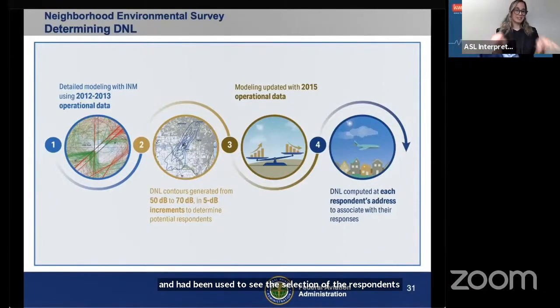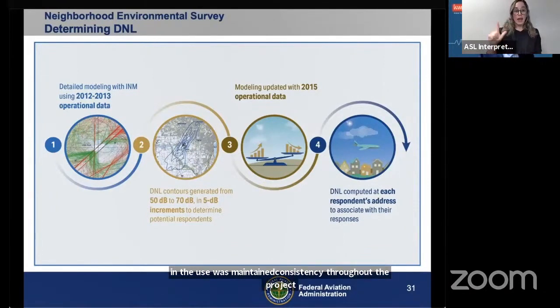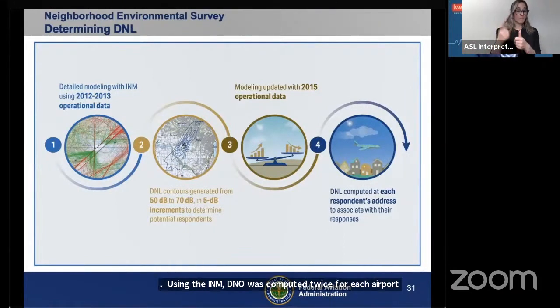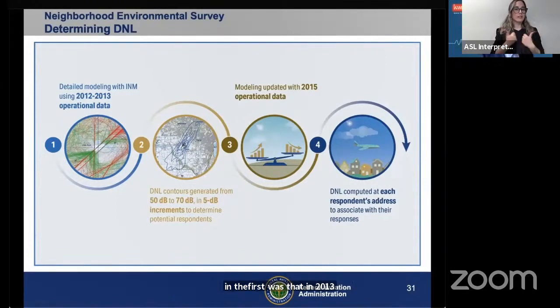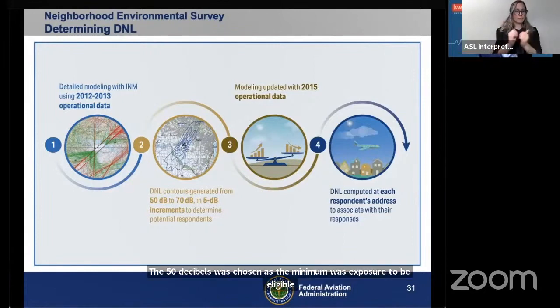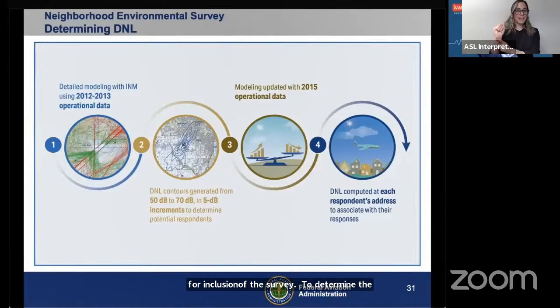Using the INM, DNL was computed twice for each airport. The first DNL computation was done in 2013 to determine which addresses were eligible for the survey and to stratify them by bands of DNL. A DNL of 50 decibels was chosen as the minimum noise exposure to be eligible for inclusion in the survey. To determine the noise model inputs, nearly a year of FAA radar flight tracking data, primarily from the 2012 to 2013 timeframe, was used.